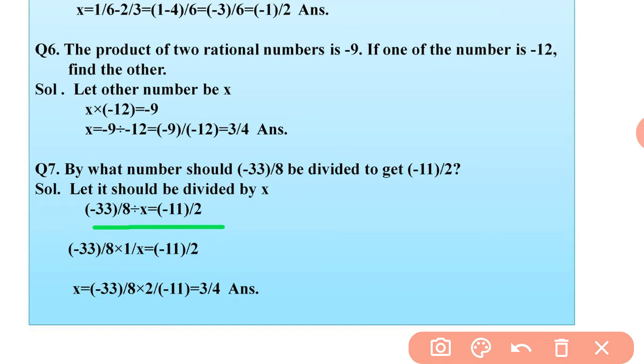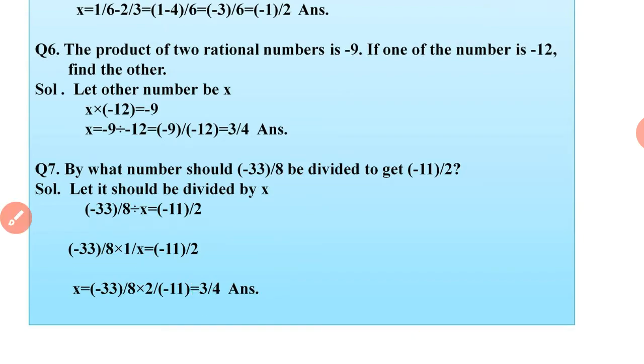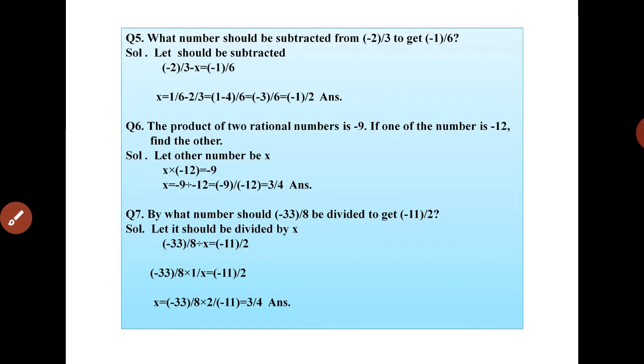So here when we find the value of x, it will become minus 33 upon 8 into 1 upon x. When the divide sign is converted into a multiply sign, x becomes 1 upon x, the reciprocal is taken. So when we find the value of x, x equals minus 33 upon 8 into 2 upon minus 11. When we solve it, the answer will be 3 upon 4. So this is the answer. So in this way we can solve these kinds of questions.